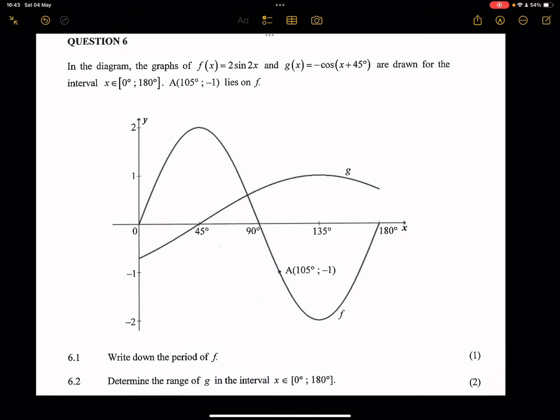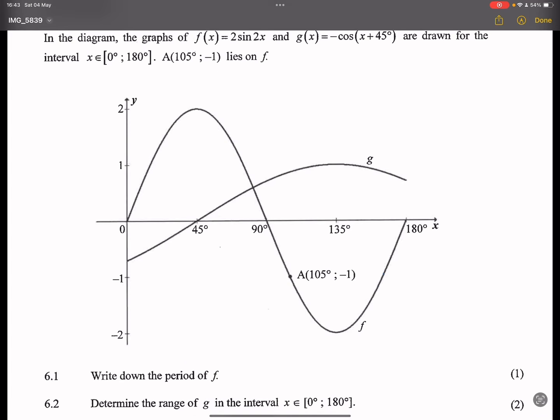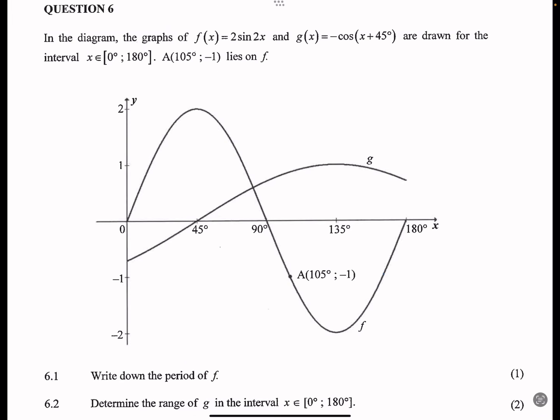We are given a graph there. They say in the diagram, the graph of f of x, which is 2 sine 2x, and g of x, which is minus cos of x plus 45, are drawn for the interval 0 to 180. So they give us the point A there, which is 105 and negative 1, that lies on f.